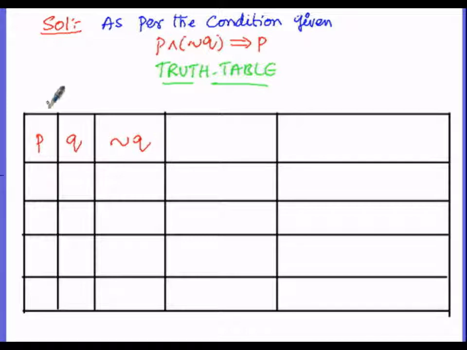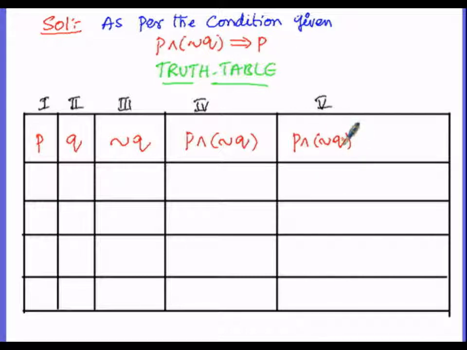So there are 1, 2, 3, 4 and 5 columns. In the first two columns we have assumed the two statements, one as P and the other as Q, but on the LHS we need the negation of Q. So in the third column I wrote negation Q. Then on the whole we have to find the LHS, P and negation Q, as the fourth column. As the fifth column I have to find, on the whole, P and negation Q implies P.